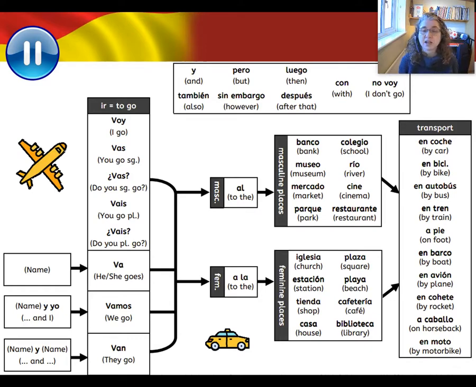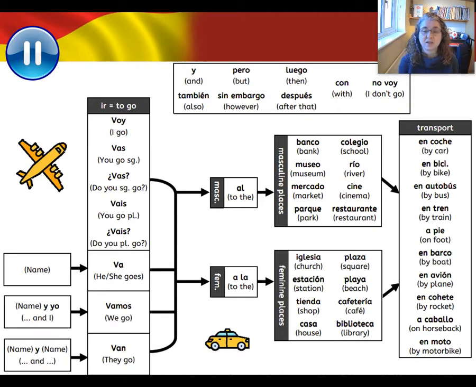they? To help you to sequence your sentences, we've got luego for then. So first one thing happens, then something else. And also you can use después, which means after that. So I could have said, Elena va al museo en autobús y después, and then afterwards, and then say another sentence. You could also put in another person using con, with. So Elena va al museo en autobús con Carlos. So Elena goes to the museum by bus with Carlos.